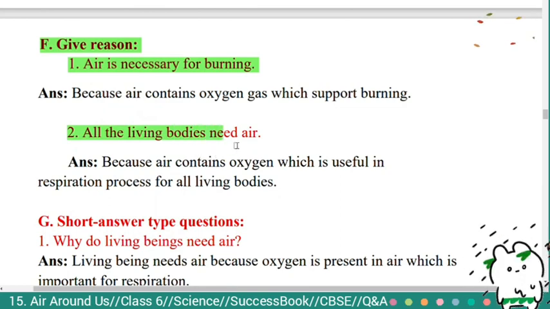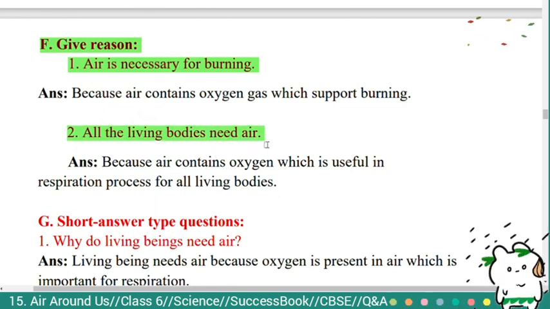Second question, all living bodies need air. Answer, because air contains oxygen which is useful in respiration process for all living bodies.